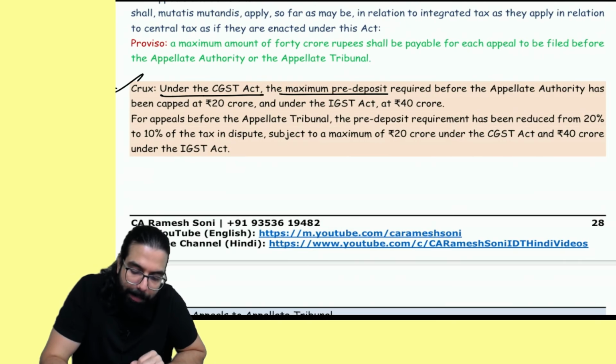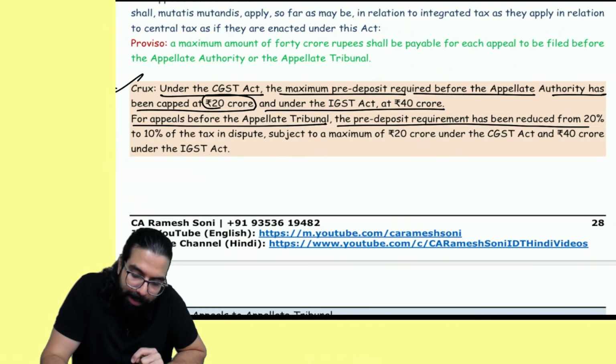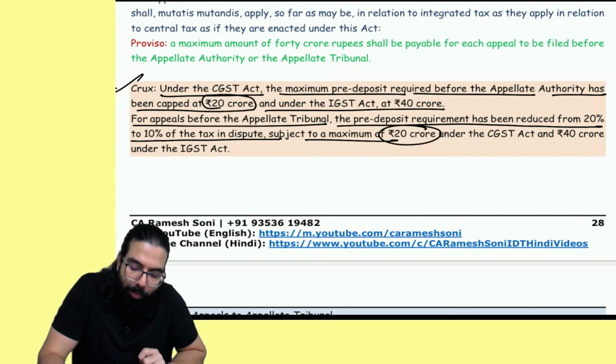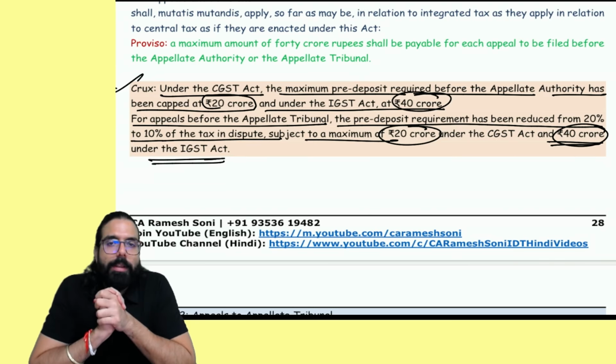Under the CGST Act, the maximum pre-deposit required for the appellate authority has been capped at 20 crore. Under the IGST Act, it is 40 crore. For appeal to the appellate tribunal, the pre-deposit has been reduced from 20 to 10% of the tax, subject to a maximum of 20 crore rupees. And sir, under the IGST Act, it is 40 crore. Done, sir. This point is clear.